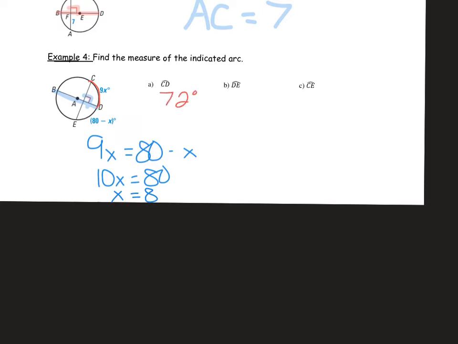The second arc they're asking for is DE, which is 80 minus x. Again, I know x is 8, so I'm going to plug that in. 80 minus 8 is 72 degrees, which tells me I did it correctly because that would have to match the measure of arc CD, which it does. Lastly, they're asking for arc CE. So remember, we have the arc addition postulate, so I'm just going to add these two arcs together because they are adjacent arcs that form arc CE. And if I do 72 plus 72, I'm going to get 144 degrees for arc CE.